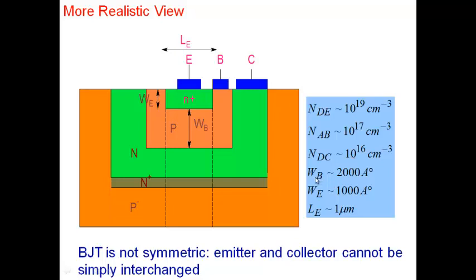And typical thicknesses are also given here. 1000 angstrom, as I said, emitter thickness. Base maybe 1000, 2000. These vary depending on the design of the bipolar transistor. And also from this diagram, one can see that BJT is not symmetric. Note that emitter is N plus here, and the collector is simply N. Emitter is of smaller dimension. The collector is much larger dimension here. So BJT is not symmetric. Emitter and collector simply cannot be interchanged and expect that the characteristics will remain the same here.